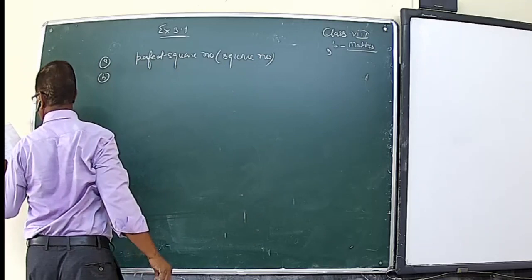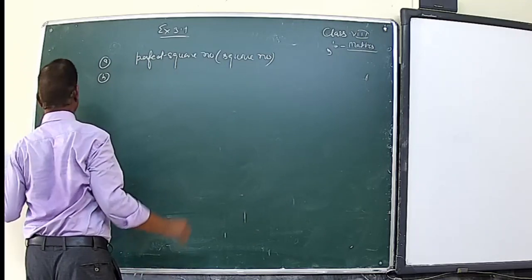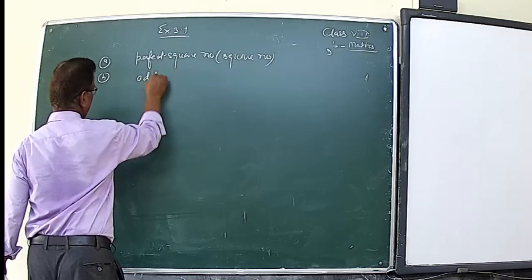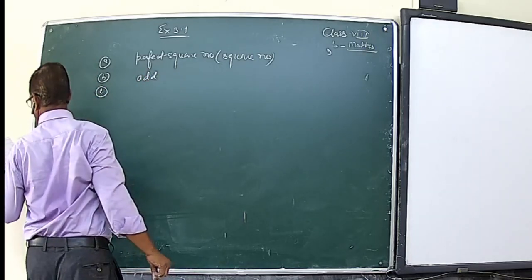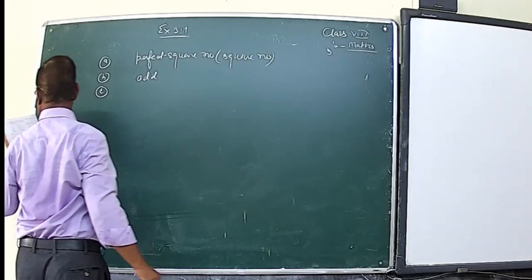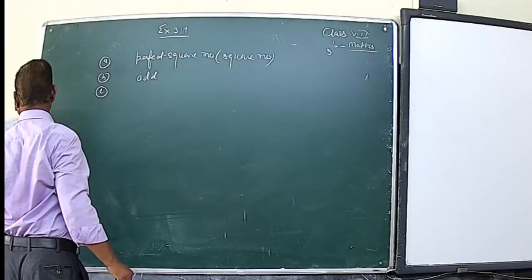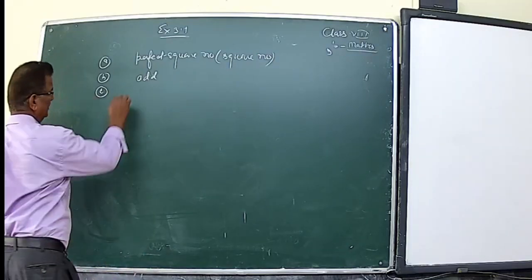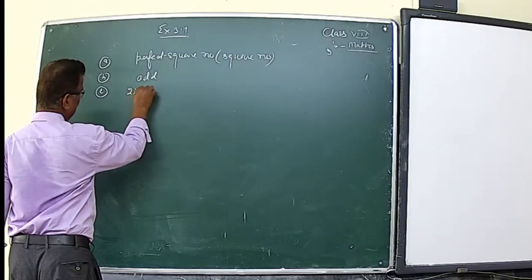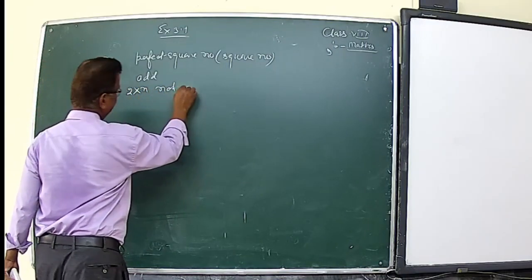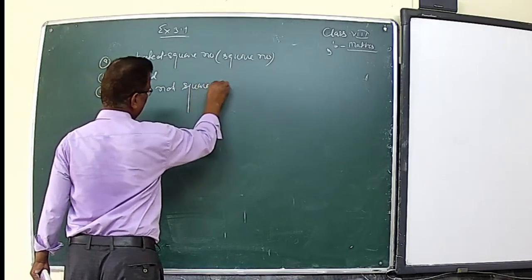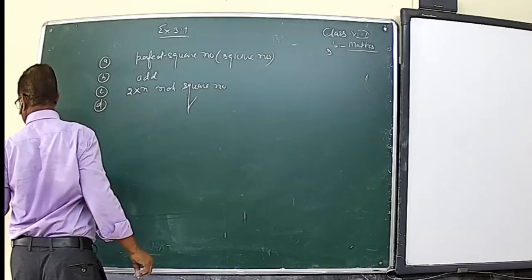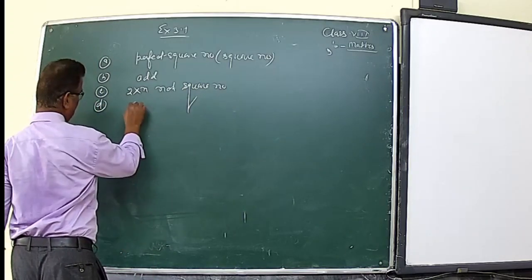B, the square of an odd number is always odd. C, if n is a perfect square number, then 2n cannot be a perfect square. If n is a perfect square number, then 2 into n is not a square number. D, the sum of the first n odd numbers is equal to n square.